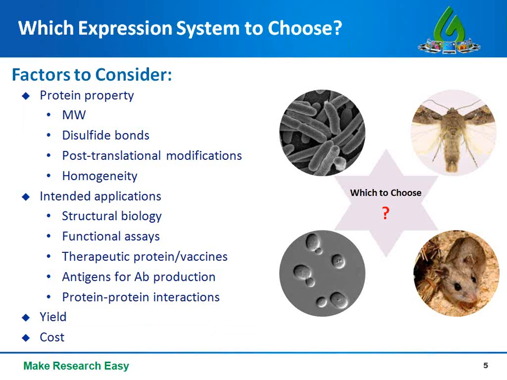Secondly, you need to consider the intended applications of the purified protein. Is it for structural biology studies, or functional assays, or used for therapeutic purposes, or used as antigen for antibody production, or for protein-protein interaction studies? Protein property and its intended applications are equally important when choosing an expression system. As every project comes with a budget, you also need to consider the yield of the protein in the chosen expression system and also the associated cost. Your final decision on the expression system should weigh in all these factors.